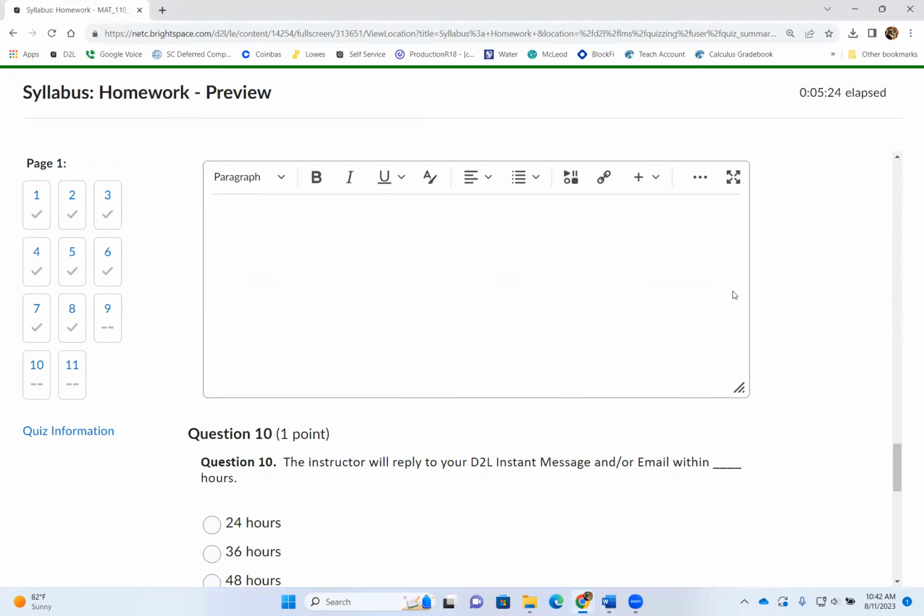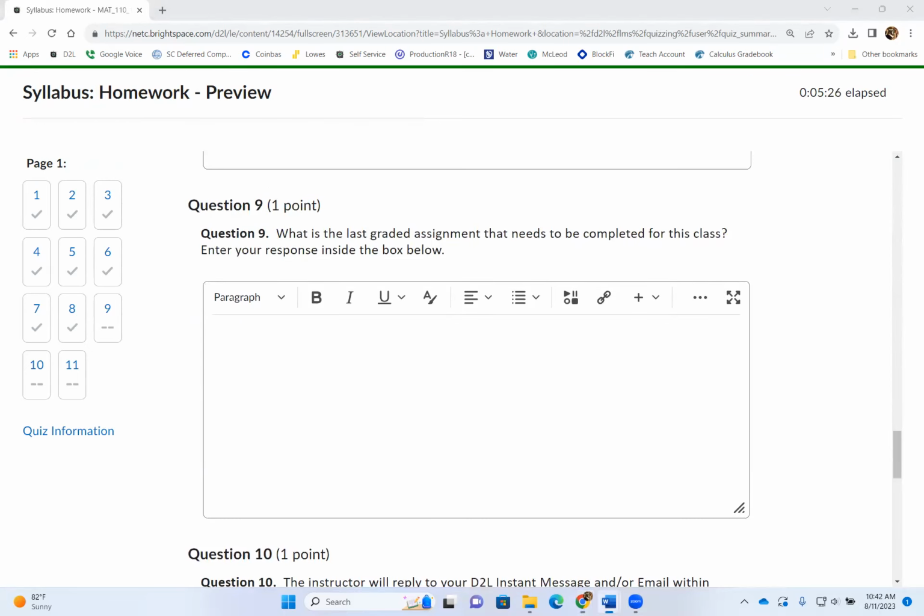What is the last graded assignment for this class that you need to complete? That would be your 110 final exam.